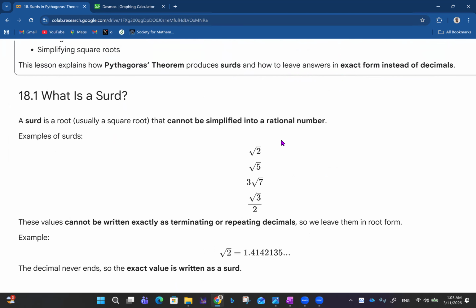So, if you have square root of 4, that is 2, and 2 can be written as the ratio of two integers. That's what a rational number is. So 2 is 2 over 1. 2 is an integer, 1 is an integer, so 2 over 1. And that's why you call that a rational number.